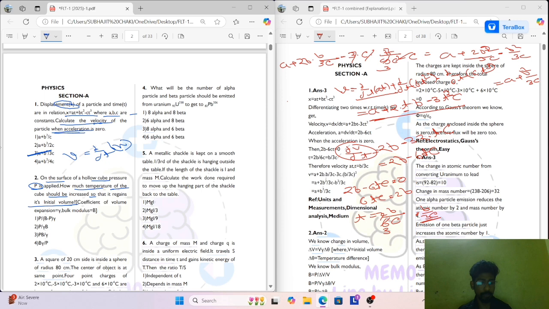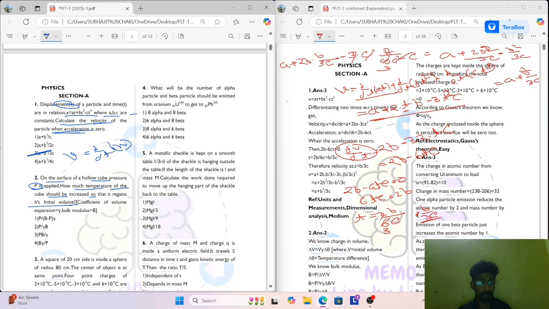You have to calculate the relation. You have to calculate the del T. Del V by V, you have to first of all calculate from this. Del V by V will be equal to what? Gamma into del T. Right? Gamma into del T. Now put the value of del V by V here.